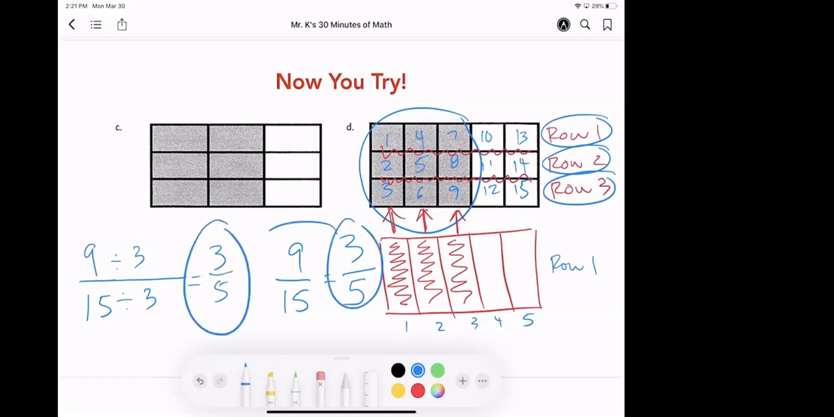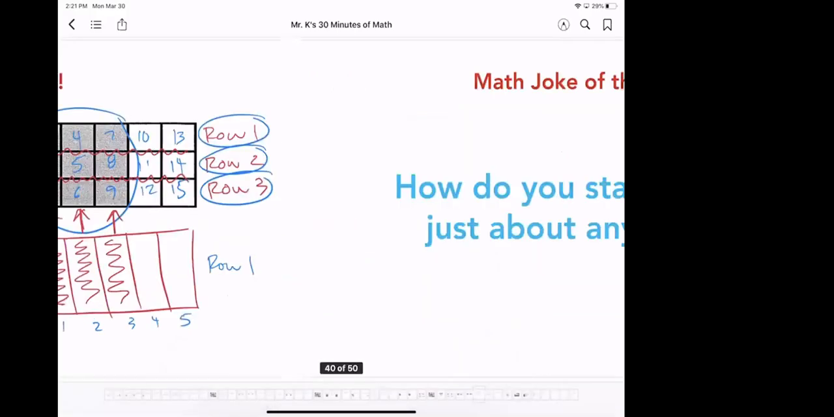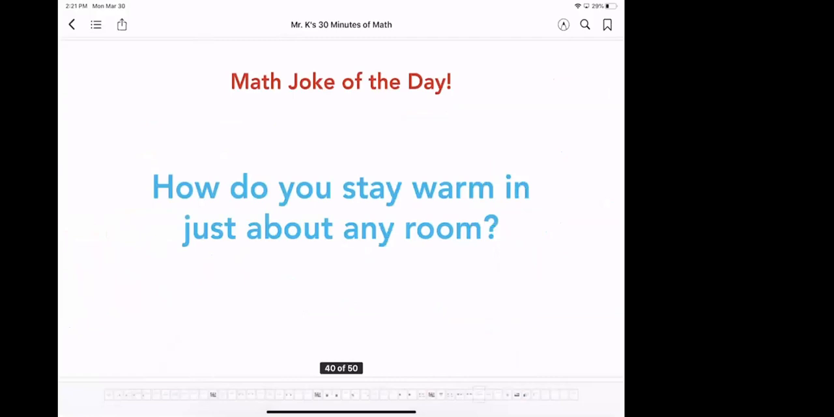All right, it is now time, ladies and gentlemen, for our math joke of the day. So here it is. How do you stay warm in just about any room? All right, I'll give you a little bit of time to think.